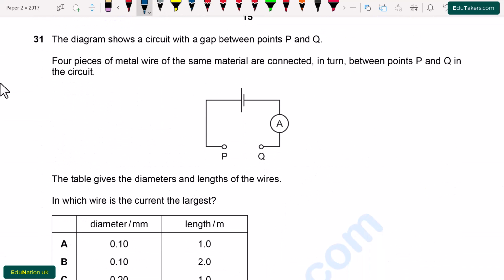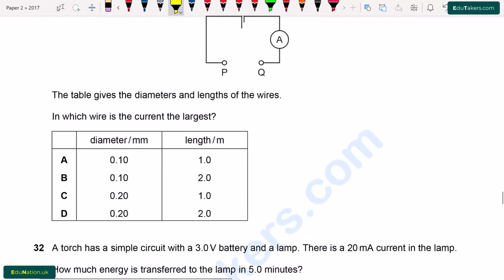Question number 31. The diagram shows a circuit with a gap between points P and Q. 4 pieces of metal wire of the same material are connected in turn between the points P and Q in the circuit. The table gives the diameters and the lengths of the wires. In which wire is the current the largest? So which one of the following wires has the largest current?